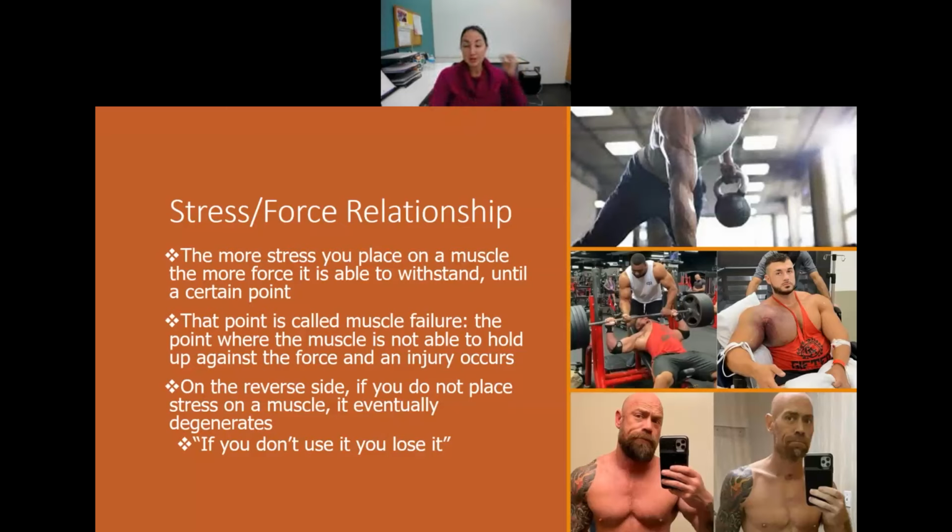On the opposite end, if you're not challenging yourself enough, if you're not putting enough force on the muscles, then they will begin to degenerate. So that's the whole if you don't use it, you lose it principle. So this guy at the bottom is a nice example of that. Looks like he was in great shape, had nice muscle tone.